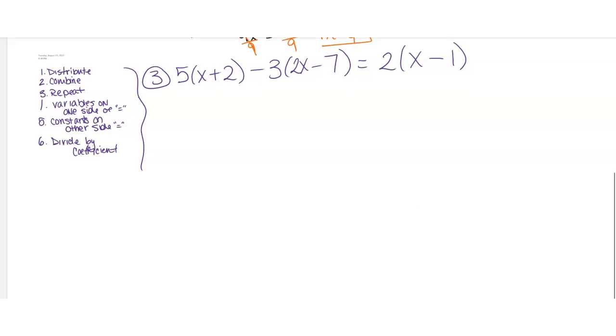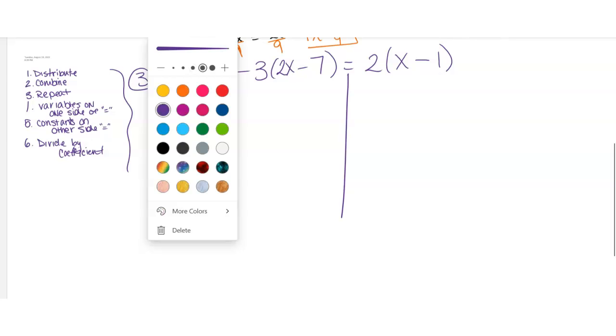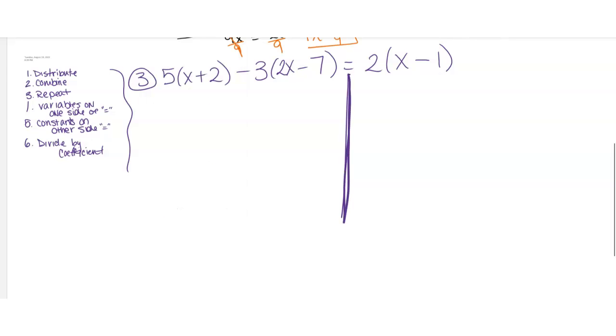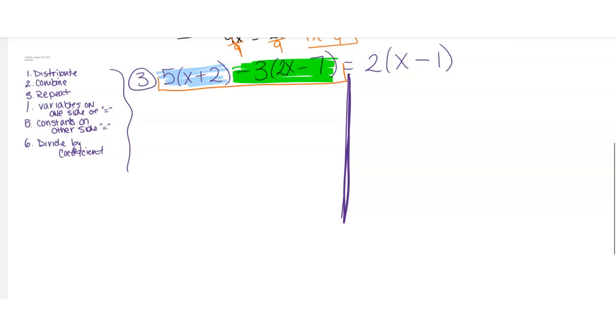All right, and now my last example, we're going to do the same thing. We're going to draw our line down the equal sign, and we're going to do these separately. So first we do the left side. We have two sets of distributive property, one where we multiply the 5, and then we also have this distributive where we multiply the negative 3. So let's multiply the 5.